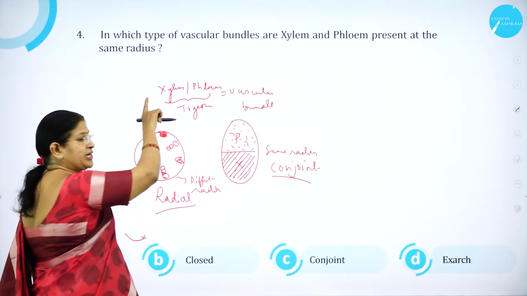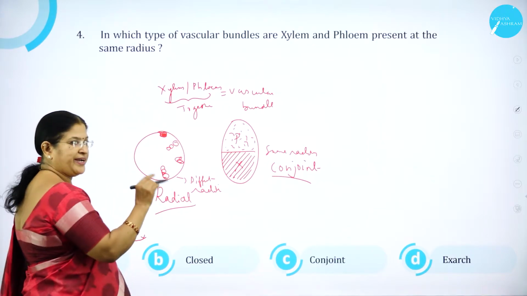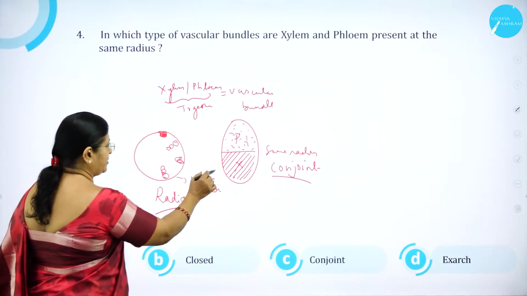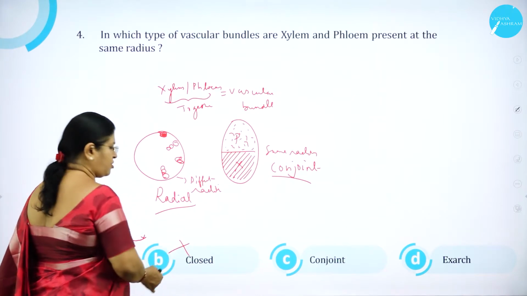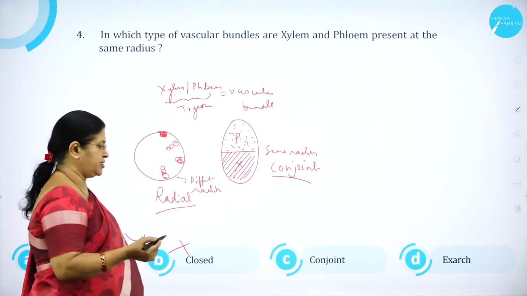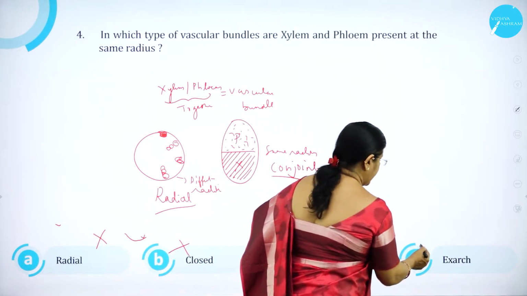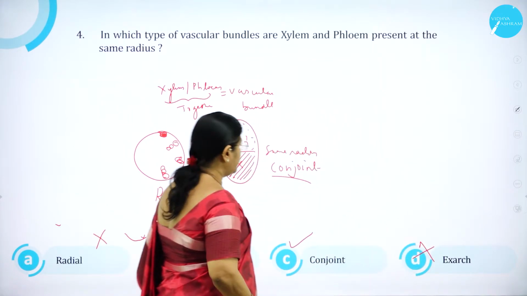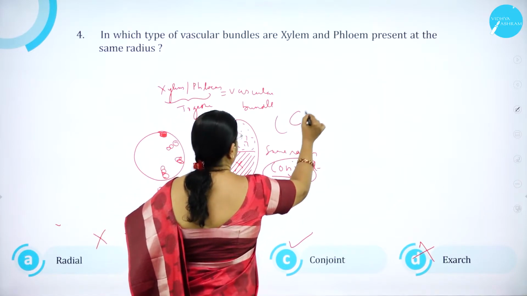So, in which type of vascular bundles are xylem and phloem present at the same radius? This is the same radius. So radial, wrong. Closed, wrong. Closed means when cambium is absent; open means cambium is present. Conjoint is correct. Then D, exarch, is wrong. So option C is correct.